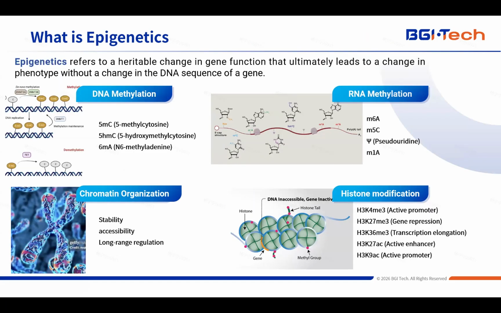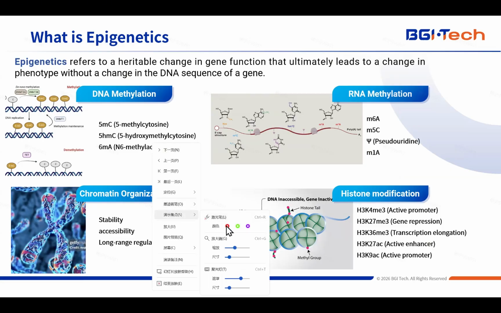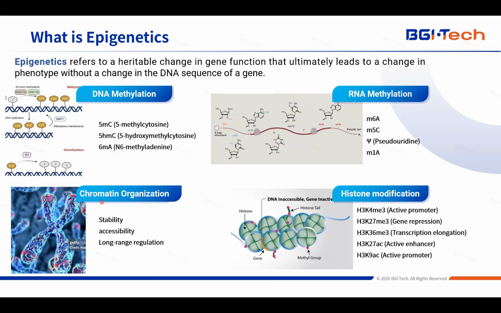So the question is, what is epigenetics? In 1942, the concept of epigenetics was first proposed to describe changes that occur without change in genotype. A wide variety of epigenetic modifications have been discovered so far, and they occur at different molecular levels, such as the DNA level, the RNA level, the chromatin organization, and also on the histones.